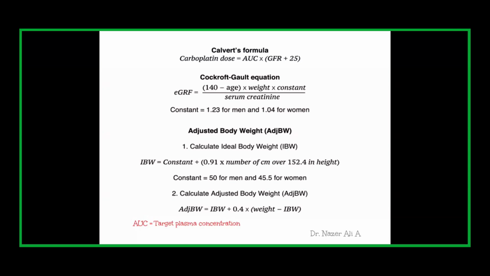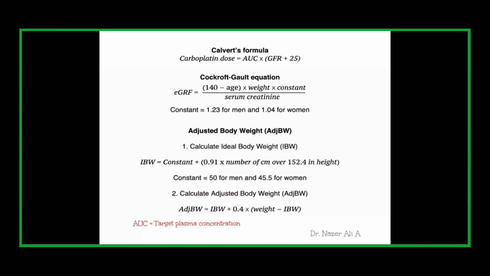Coming to the carboplatin dosing, we use a special formula called Calvert's formula: dose equals area under the curve times (GFR plus 25). What is the area under the curve? It is a target plasma concentration. For example, if the patient is coming for chemo, today we will check the creatinine clearance. We can only get the serum creatinine, and from it we calculate the creatinine clearance by the Cockcroft-Gault equation. After getting the creatinine clearance, we calculate the carboplatin dose.